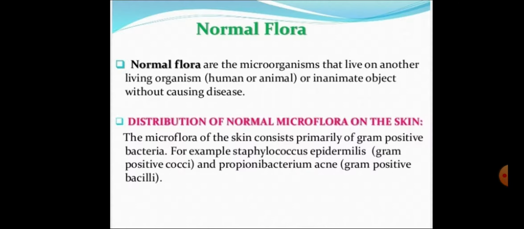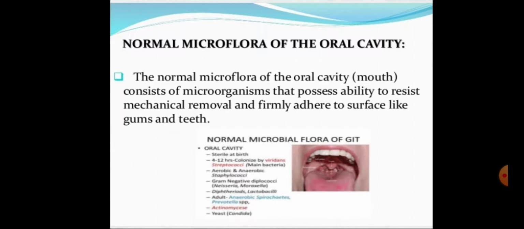Now, normal flora are the microorganisms that live on another living organism, that is either the human or the animals, or an inanimate object, without causing disease. Distribution of normal microflora on the skin: the microflora of the skin consists primarily of gram-positive bacteria, like Staphylococcus epidermidis, a gram-positive cocci, and Propionibacterium acnes, gram-positive bacilli. So this is the distribution of normal microflora present on the skin.